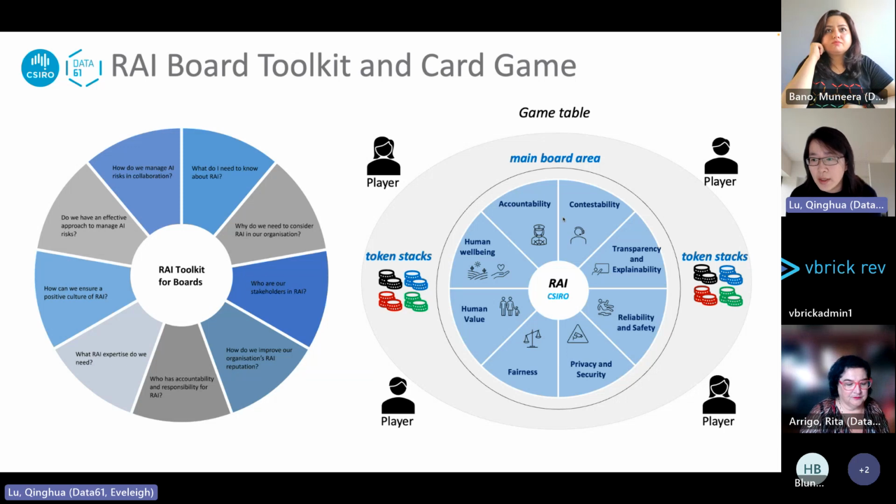And we have designed a card game. So we use AI incident to drive the game process. We ask the players what could be the relevant principle for the given incident and what patterns they could use to help mitigate the related risk.